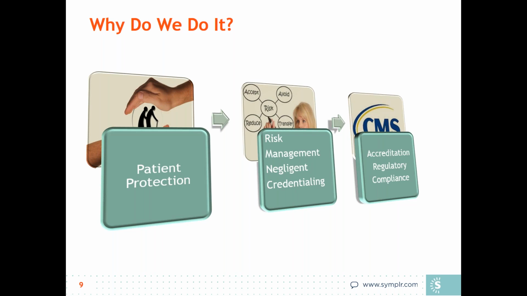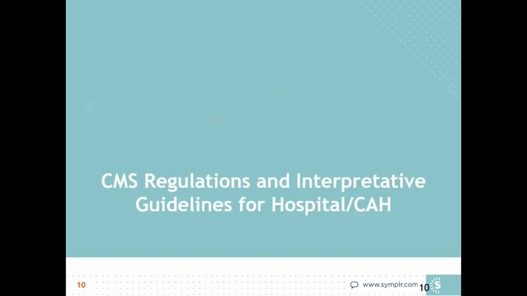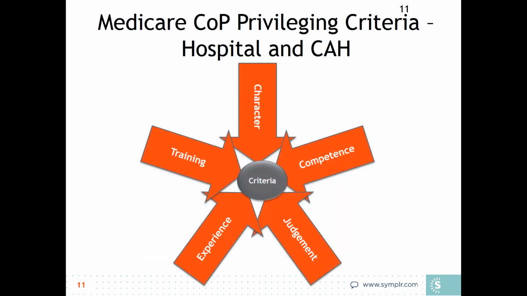So there are those requirements as well that have to be met. So let's take a look at the CMS regulations and interpretive guidelines, and we're going to cover ones for both hospital and critical access hospital. There's going to be times where the ones that I discuss pertain only to one or the other. So CAH means critical access hospital.